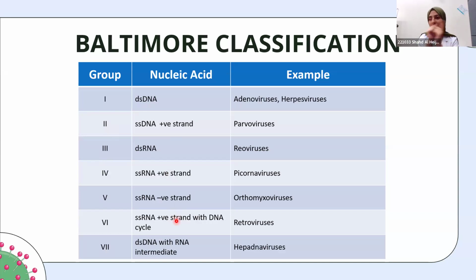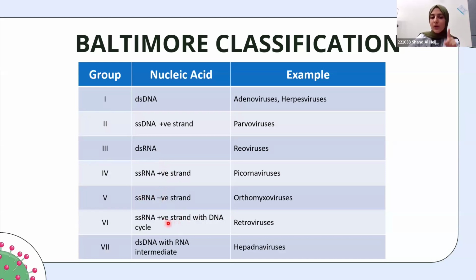In the coming sections, not in this lecture, we will talk in detail about every single group, and you need to remember the examples of the viruses in each group. But for now, just remember that the first two groups are DNA, double-stranded, then single-stranded, and then the rest are RNA. You have double-stranded RNA, single-stranded RNA. As I mentioned, single strand could either be a positive strand or a negative strand.